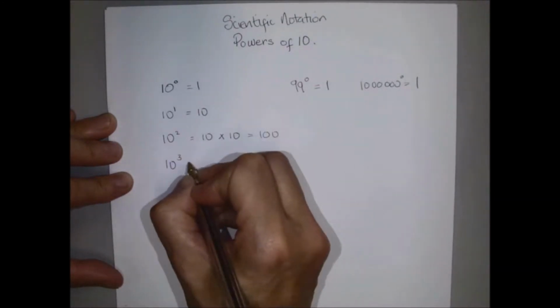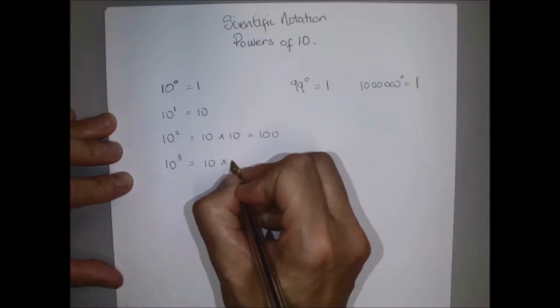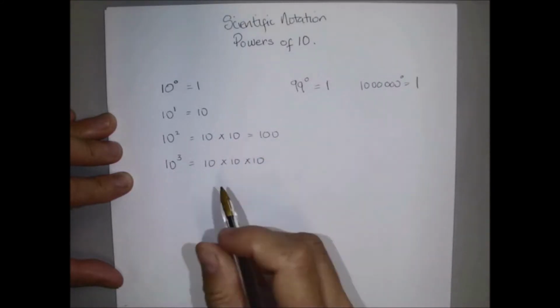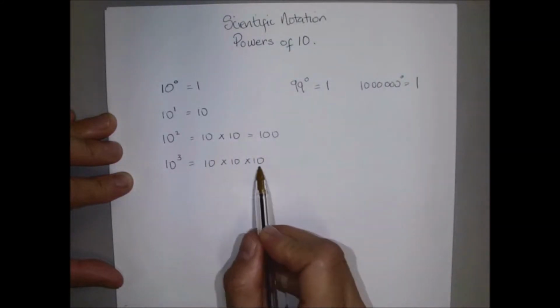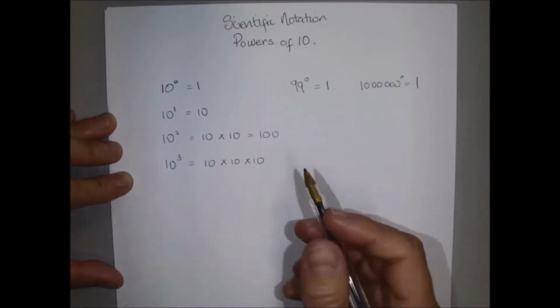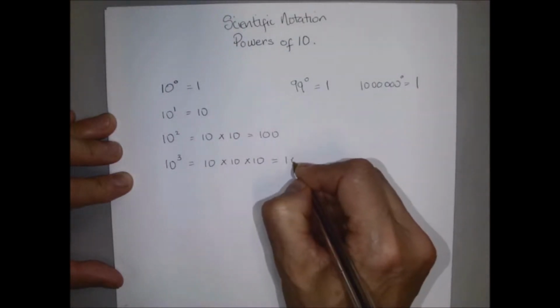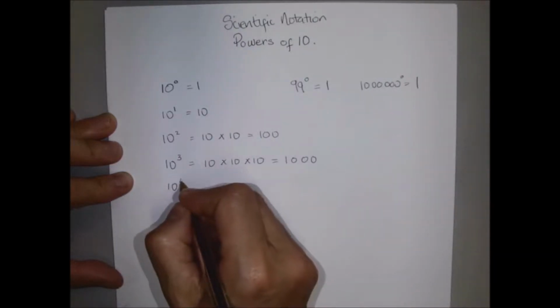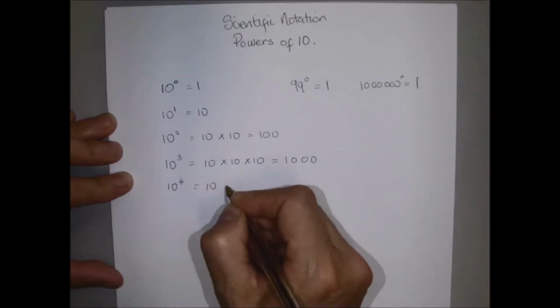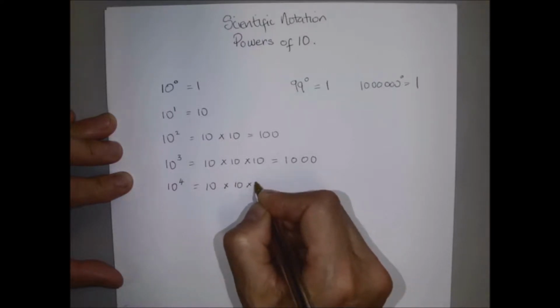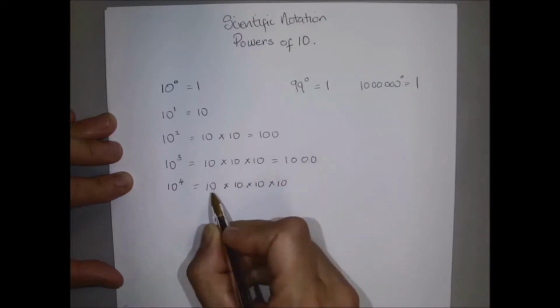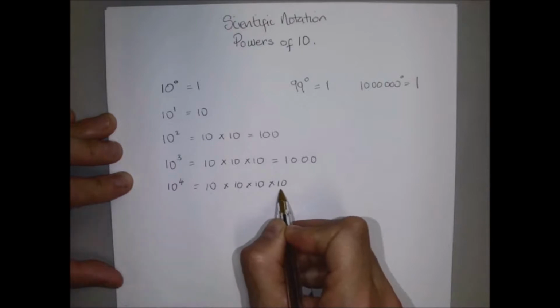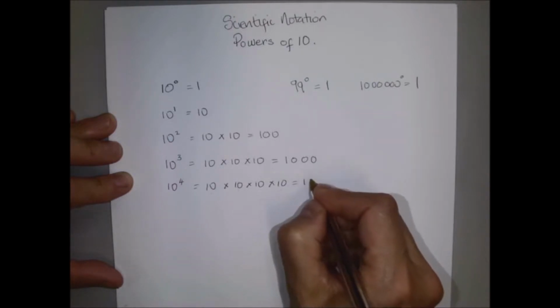10 to the power of 3 is 10 multiplied by 10 multiplied by 10. So it's multiplied 1, 2, 3 times by itself. That gives you 1,000. 1 and 3 zeros. 10 to the power of 4 is going to be 10 by 10 by 10 by 10, 1, 2, 3, 4 times, which will give you 10,000.